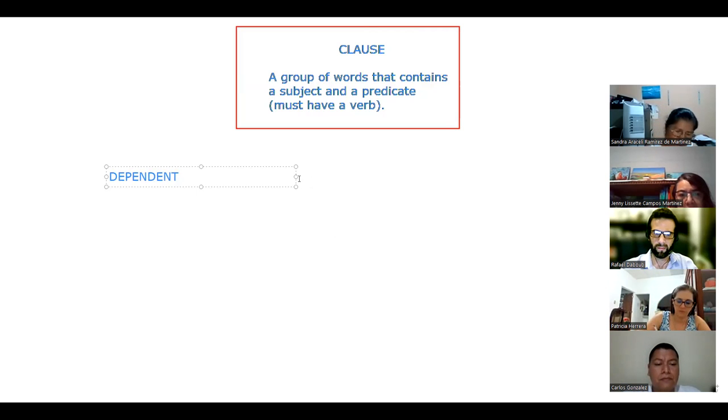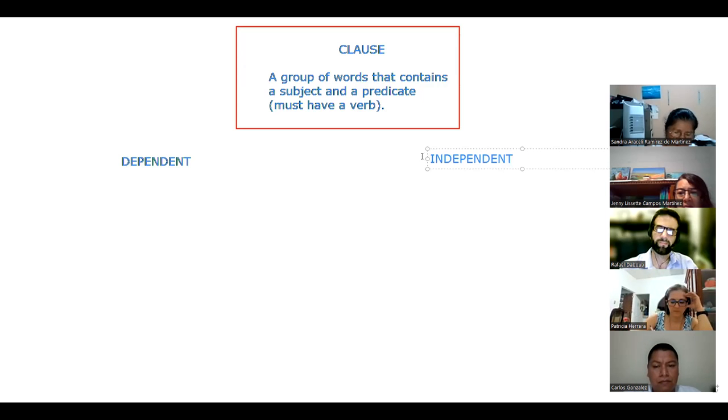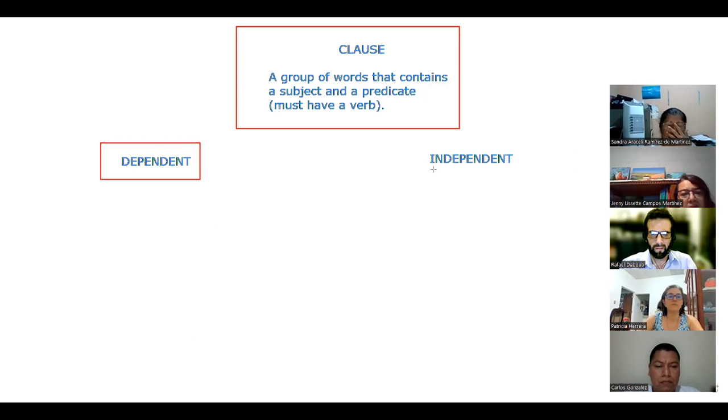Independent, right? We have a dependent one. Very good job, guys. And we have an independent one, right? Yep. Okay, very good. And within the dependent clauses, guys, because we're not going to talk about the independent ones, within the dependent clauses, what kind of clauses do we have? Relative clauses. Very good, right?